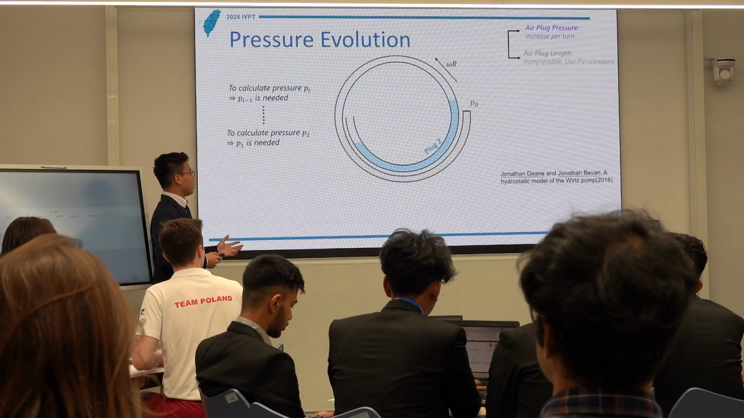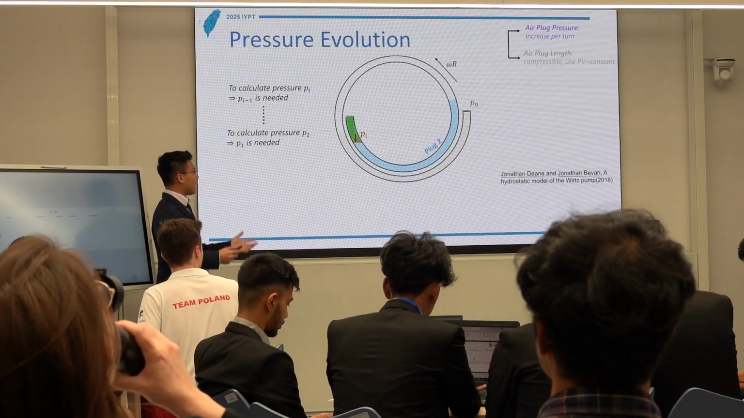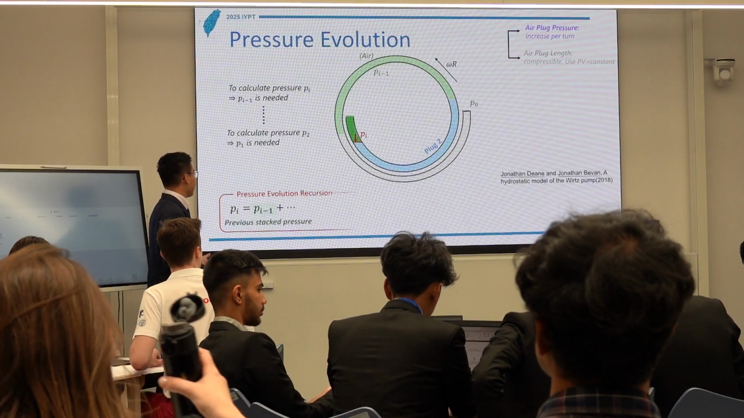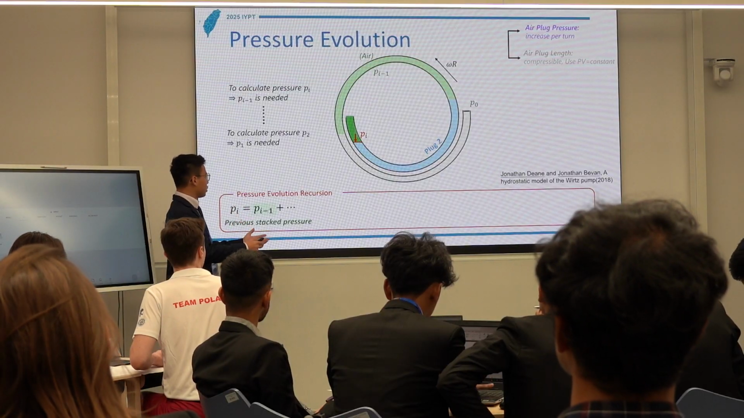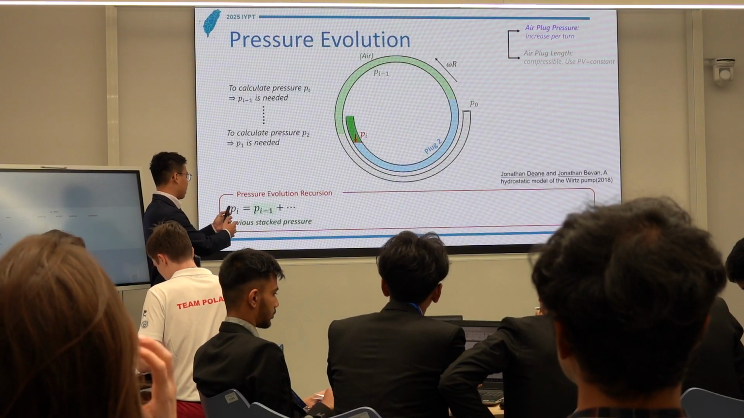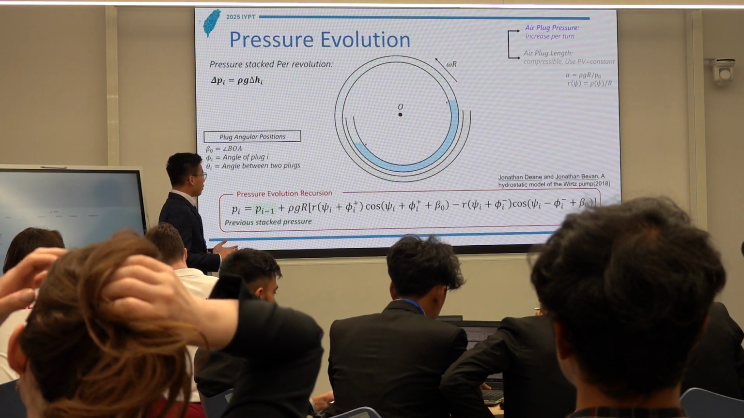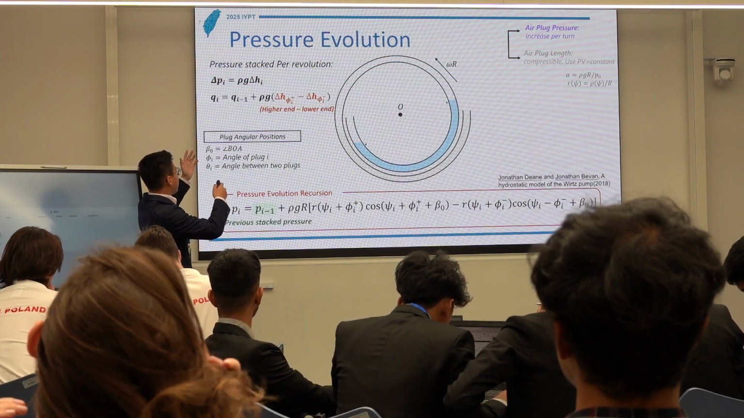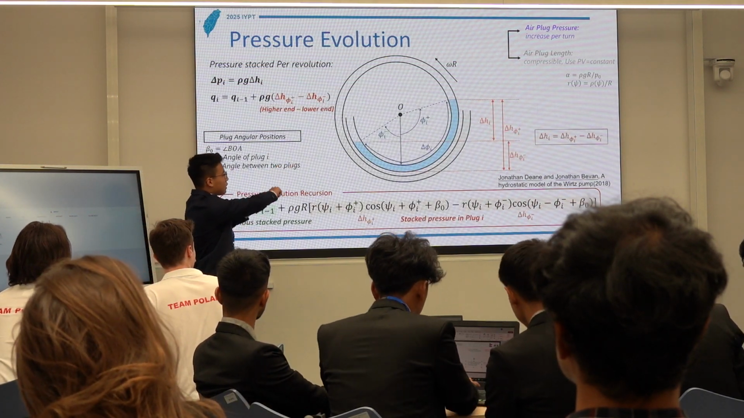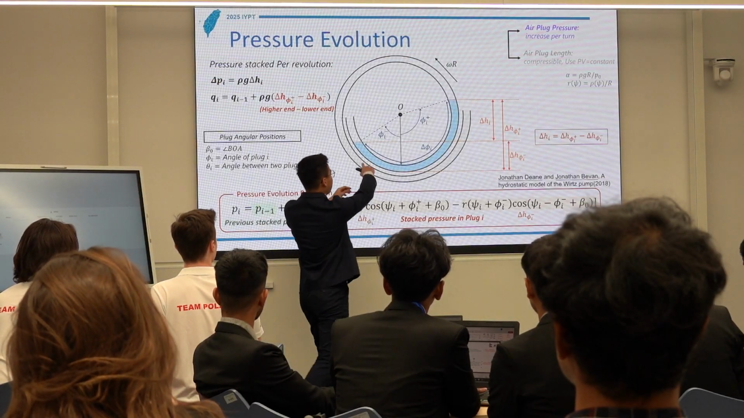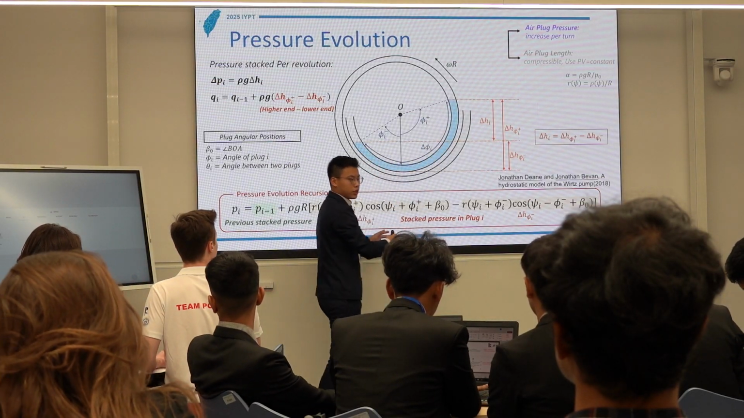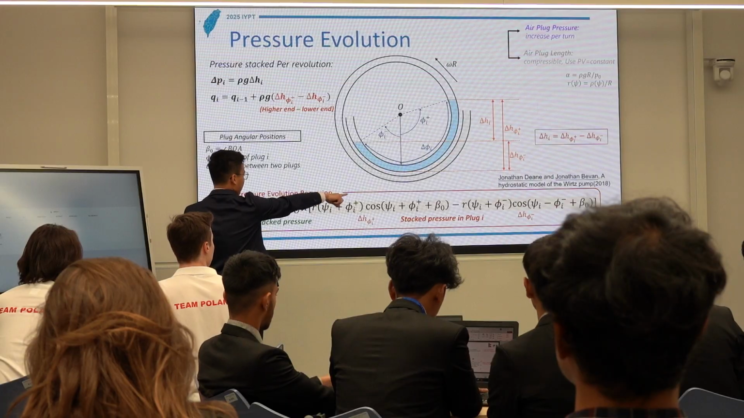Then here's the pressure evolution. To calculate pressure P_i, P_i minus 1 will be needed, and this will repeat. So I write down a pressure evolution recursion, accounting for a previous stack pressure. And for each evolution itself, the pressure stack will be rho g h. So I use the angles to transfer it into a height difference of a single water plug. And then we can find the pressure stack in that revolution, and we can write it here.